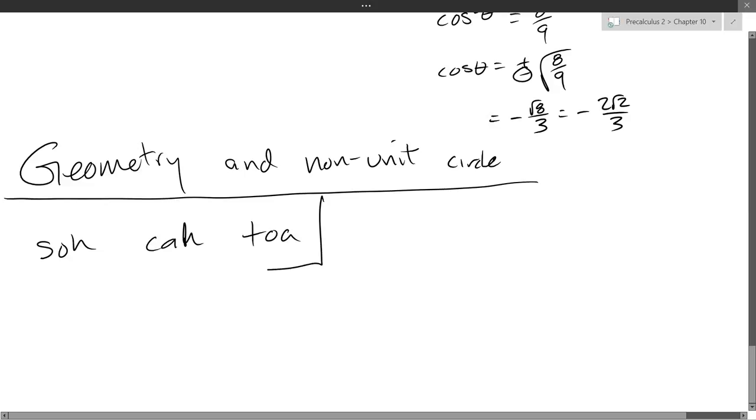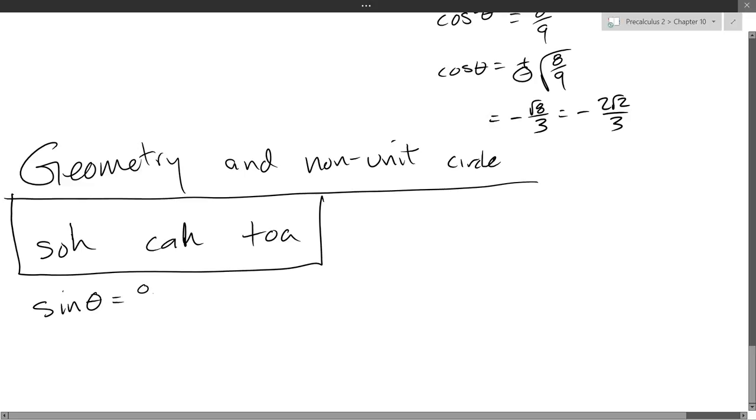So I'll put this inside of a box. Good thing to memorize this. That should be an H, not an N. SOHCAHTOA. All right, I don't like to write sine first, but the mnemonic has sine first in it, so we're just going to go with it.